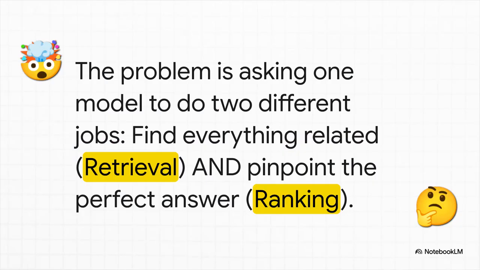So what's the root cause of this similarity trap? Well, we're basically asking one poor, overworked model, our embedding model, to do two completely different jobs. First, there's retrieval, which is like casting a huge net to catch everything that might be related. And then there's ranking, which is like being a master chef, carefully picking out the one perfect fish from the catch. You can't expect one tool to do both of those things perfectly.